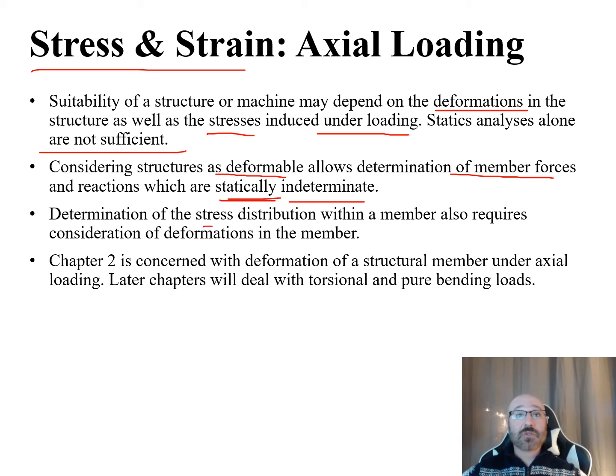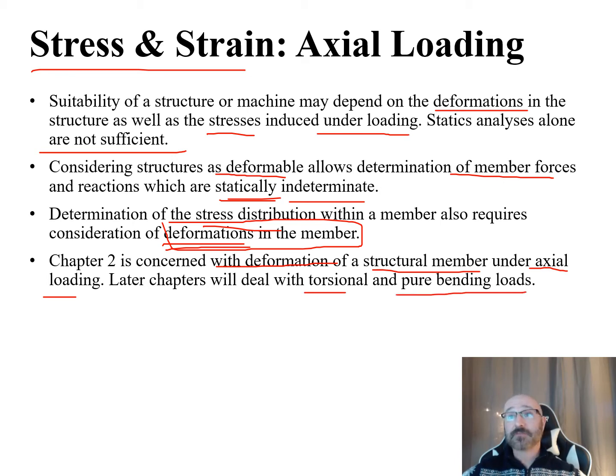Determination of the stress distribution within a member is also going to require the consideration of deformations in the member. So all these deformations are really going to come into play within this chapter. This chapter is going to be concerned with the deformation of a structural member under, to begin with, to keep things simple, an axial loading. Later chapters we'll get into some other more complicated loadings, torsion and pure bending loads.